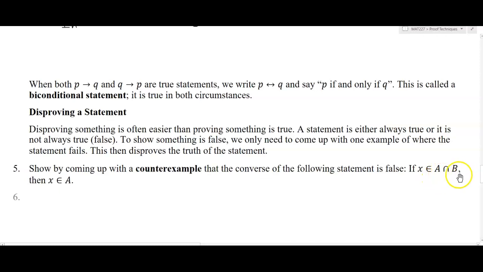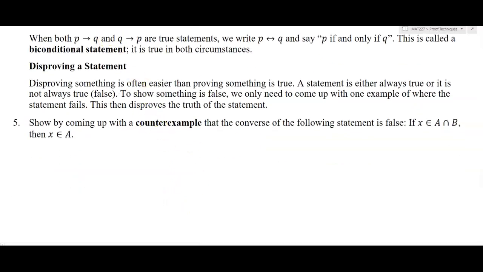So if x is an element of the intersection of A and B, you can agree that x is an element of A, right? Because it's inside of A and simultaneously part of B as well. But to prove the converse of this, well, let's think about what the converse would be. Here I have the statement, if P, then Q.